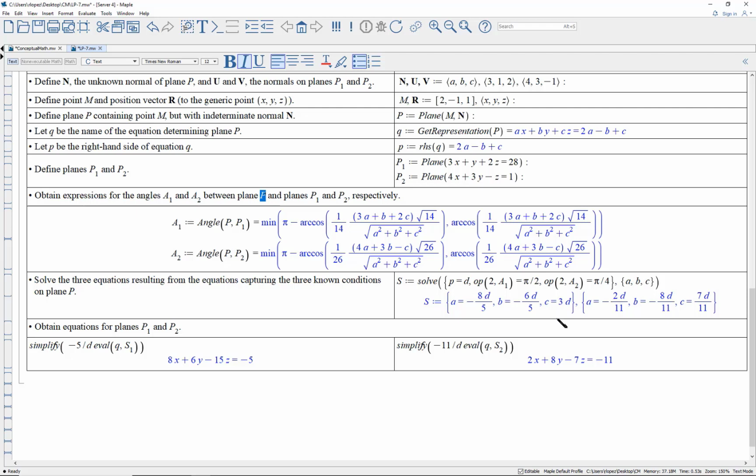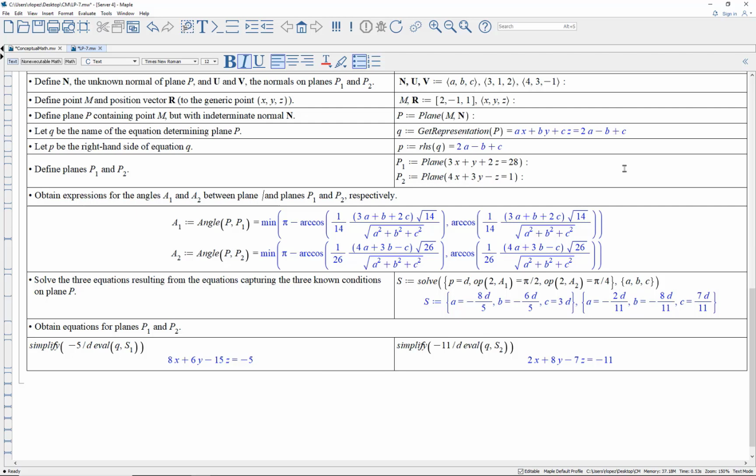There are two solutions, so there are two planes. In this solution, d is the common multiplier. I evaluated q, which is the equation of the unknown plane, with the first solution. So I'm going to have multiples of d. If I multiply by -5 over d, this leading coefficient will be an 8. 8x, 6y minus 15z equals -5, so I have integers. And do the same with the second solution.